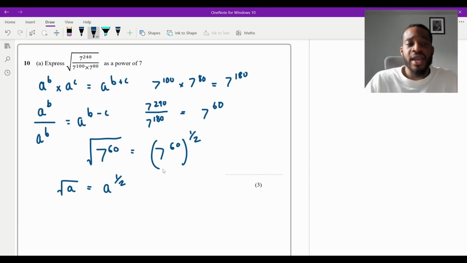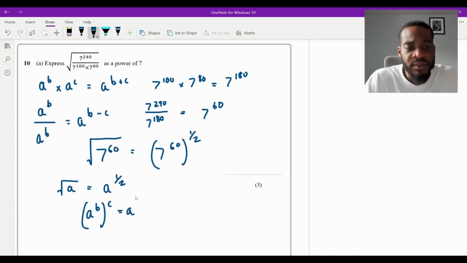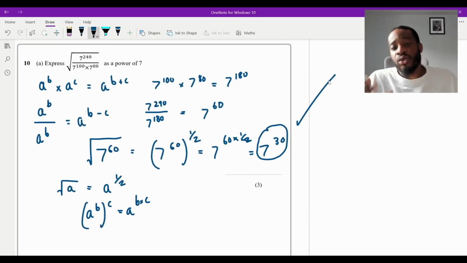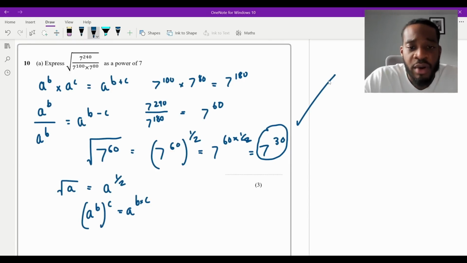So we're here now, and then there's one more you need to do for this one. There's a power to another power. So another one is if I've got a to the power of b all to the power of c, then we times the powers together. So that being said, this is going to be 7 to the power of 60 times a half, right? Which is just half of 60, isn't it? So it's going to be 7 to the power of 30. And that is going to be your answer here, like that. And that's it for part A. So you just got to remember your index rules with these types of questions. And yeah, that's it. So part A is done.